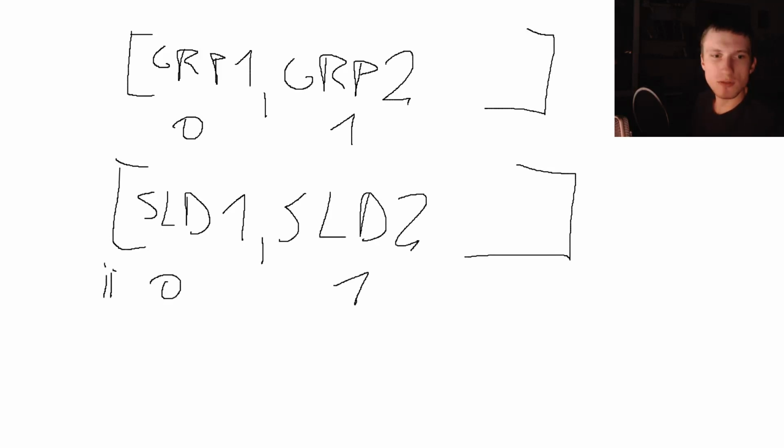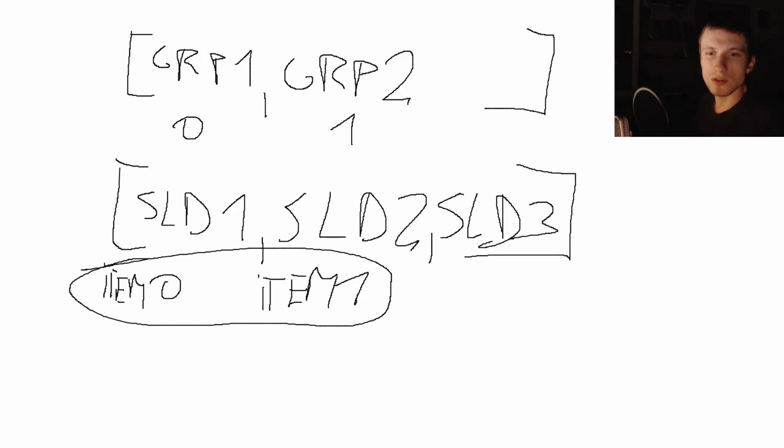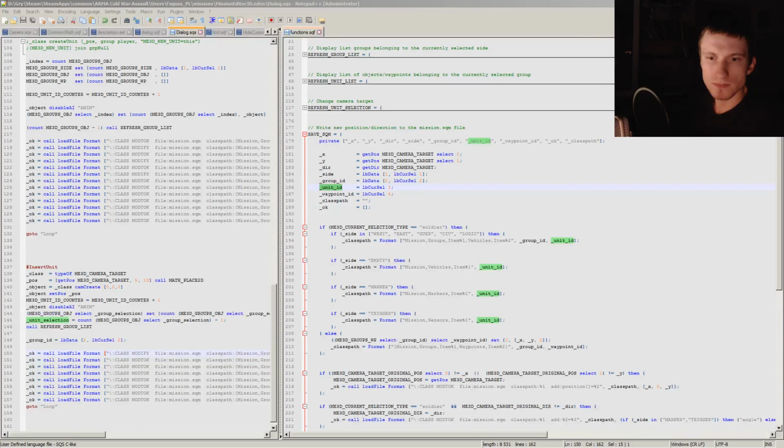And in mission SQL we have item 0, item 1. And if I want to add a new soldier, then I need to know the number of existing ones. It's going to be 2. So item 2. Yeah. Okay. So I got the code written.